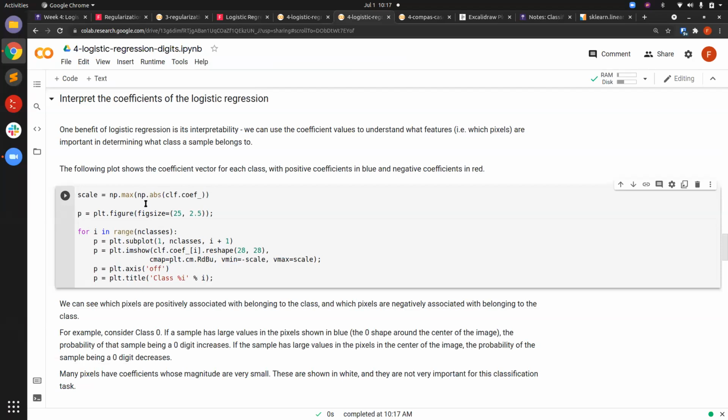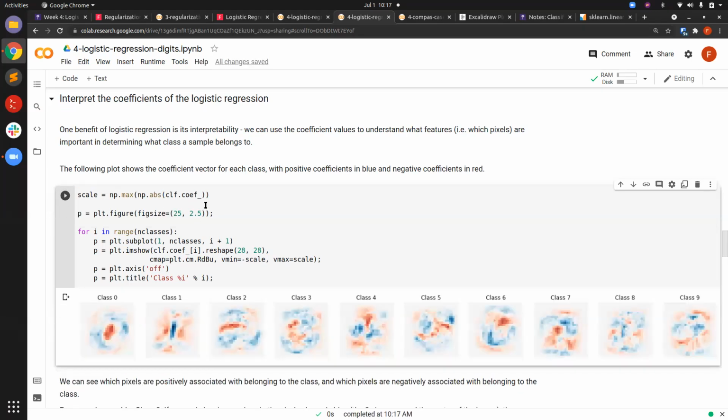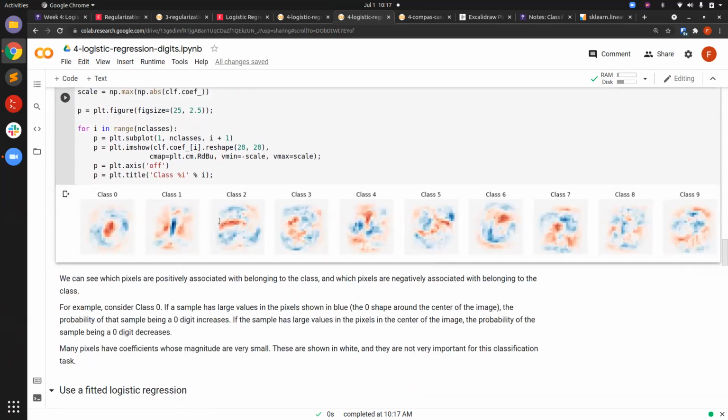Now, one nice thing about logistic regression is the coefficients are somewhat interpretable. Okay. So on this plot, the coefficient weights tell us a little bit about the probability of belonging to the positive class, the probability of belonging to that class if there is a large value in a particular feature. So remember, every feature here is represented by one pixel.